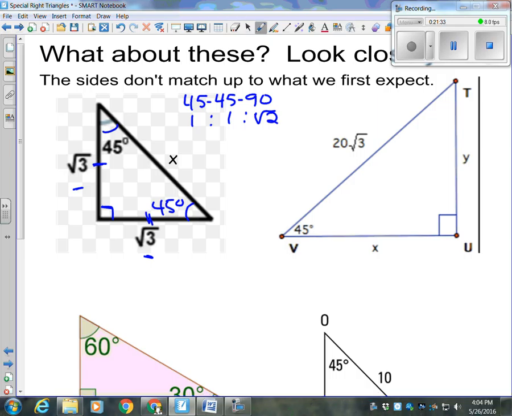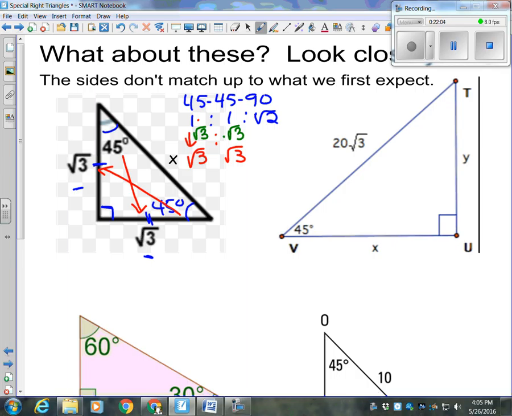So I just have to go with what I have. It looks like across from the 45 is the square root of 3, and across from the other 45 is also a square root of 3. So what did I multiply by? My original factor was 1. What would I have multiplied by to get square root of 3? Well, it looks like I multiplied by square root of 3. So that's just a different scale factor. It makes the problem a little bit different, but it doesn't mean we can't still solve it. You can still use your same methods to figure it out.